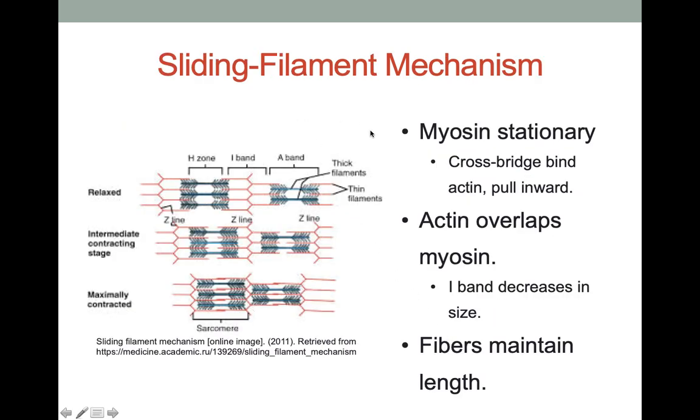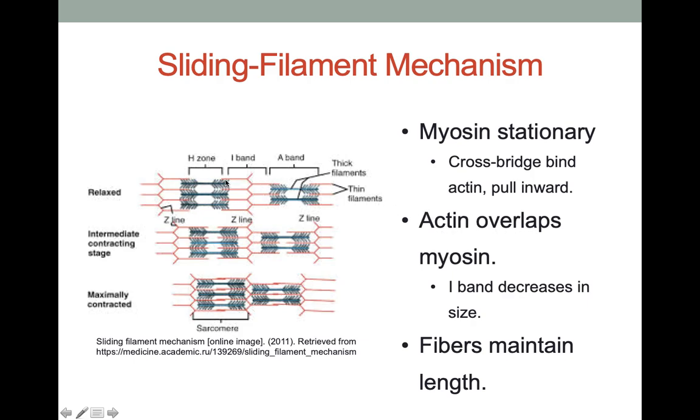Okay, so the sliding filament mechanism, or sliding filament theory, is the main explanation for how this process works. The first thing I want to point out is that our myosin molecule, our thick filament, is actually going to be stationary. This is where the cross bridges bind the actin, and they're going to pull it inward. The H zone here is where we have the myosin band.